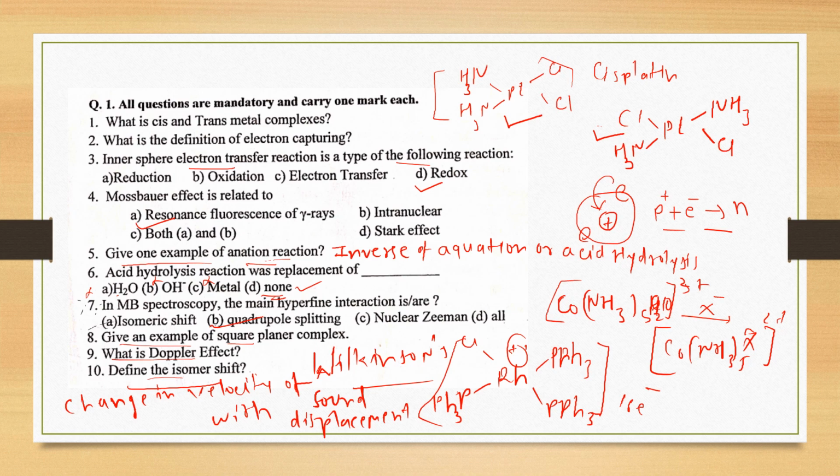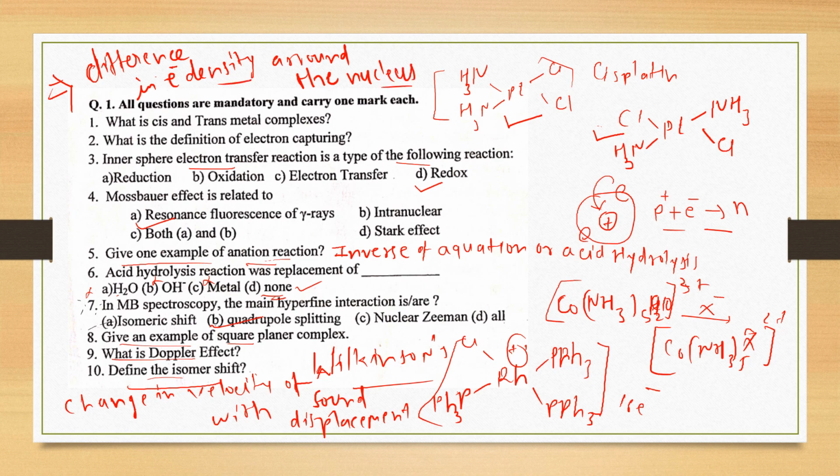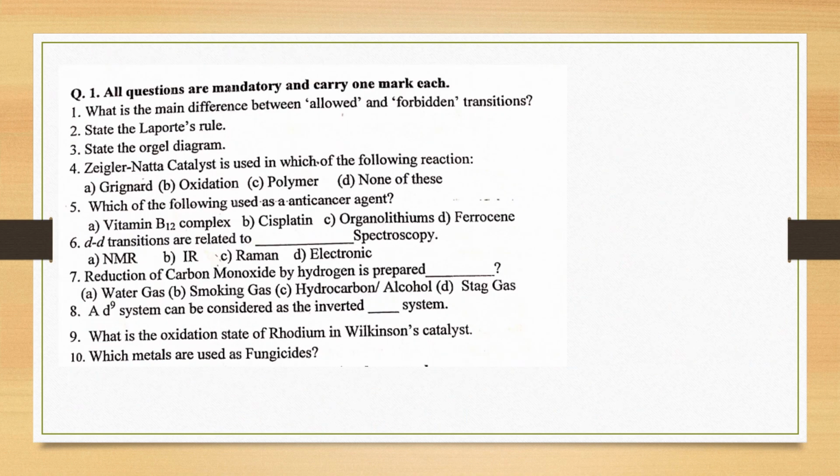What is isomer effect or isomer shift? Okay, I am writing here. Isomer shift is the change or difference in electron density around the nucleus. This is the isomer shift. Isomer shift is the difference in electron density around the nucleus.